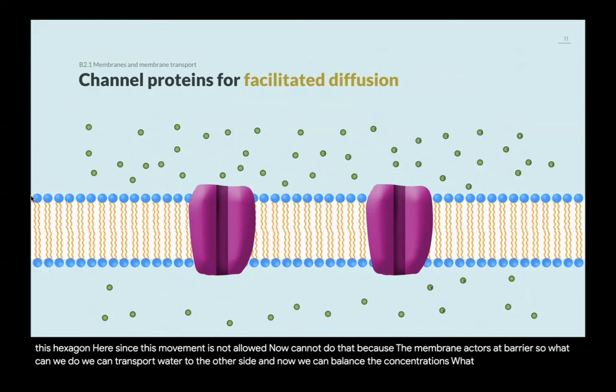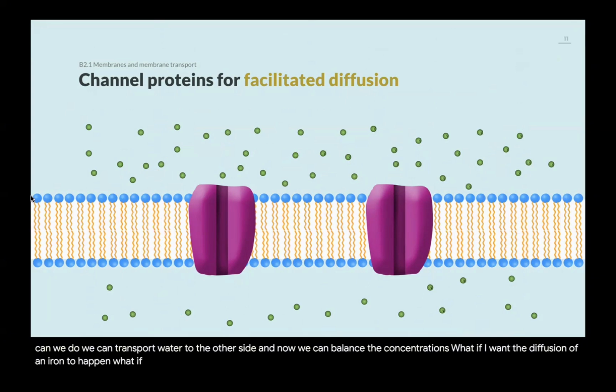What if I want the diffusion of an ion to happen? What if I want diffusion of glucose to happen? I want glucose to enter the cell, or I want sodium or potassium to cross the membrane, and they are polar. How can I do that?